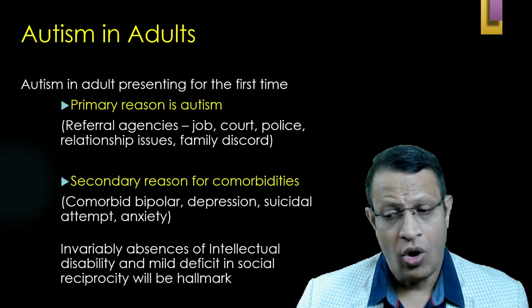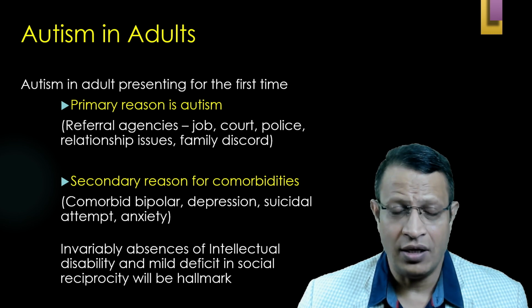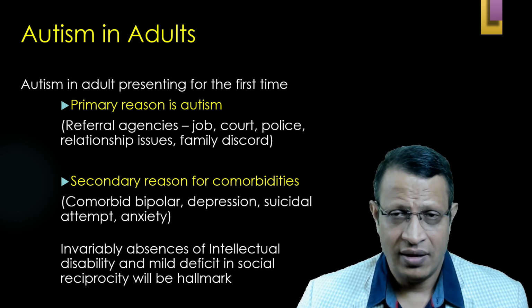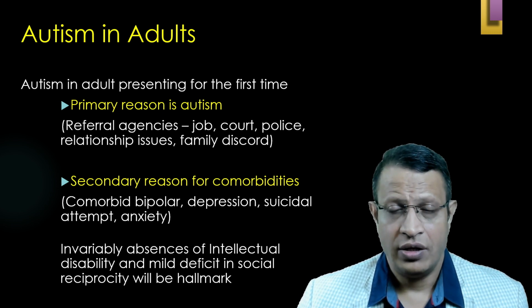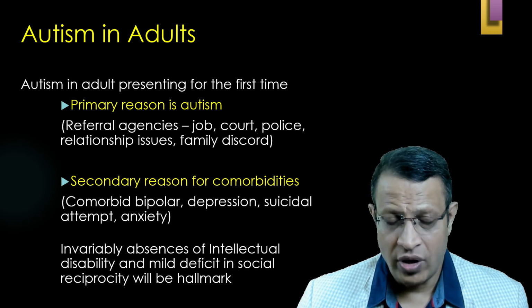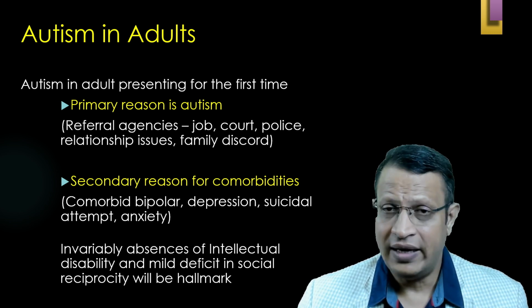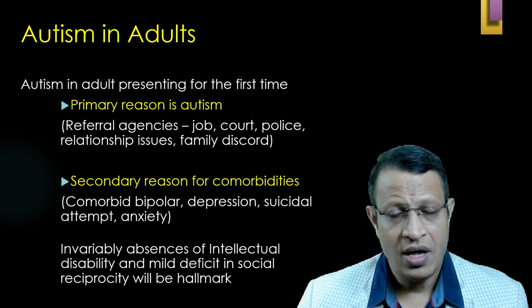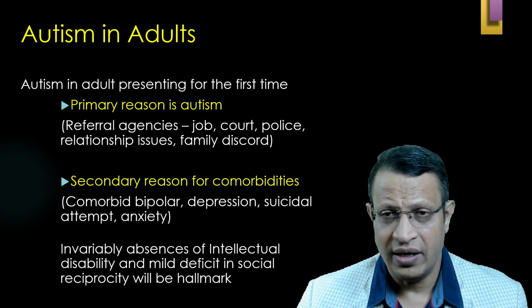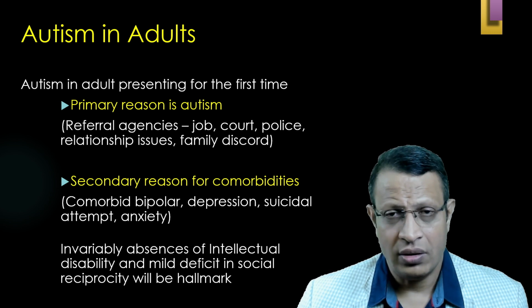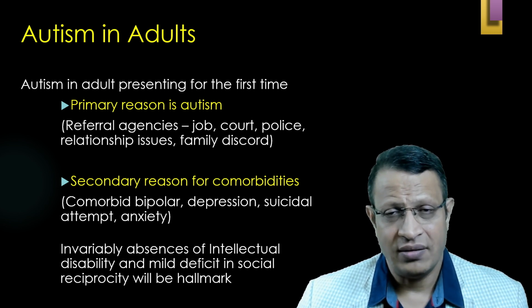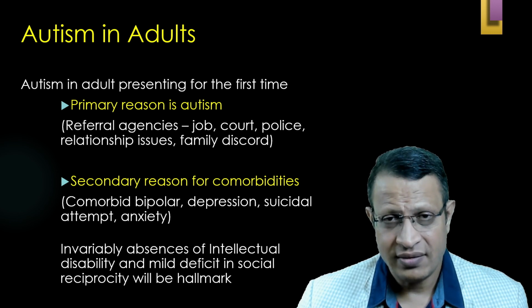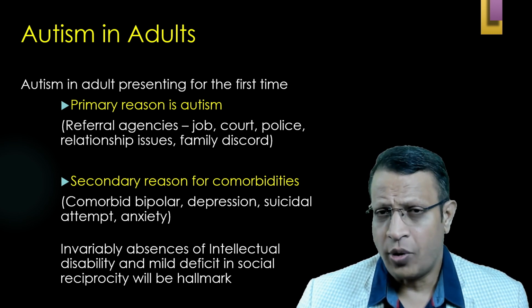If autism is diagnosed for the first time in adulthood, the main reason is the autism itself. They could have been referred from the job, maybe by HR, or by the court, legal authority, or police. If they have relationship issues, especially with their partner, or family discord, these people end up in front of a mental health professional. Here, the primary reason is autism. The secondary reason may be comorbidities. They do not come with a problem of autism.